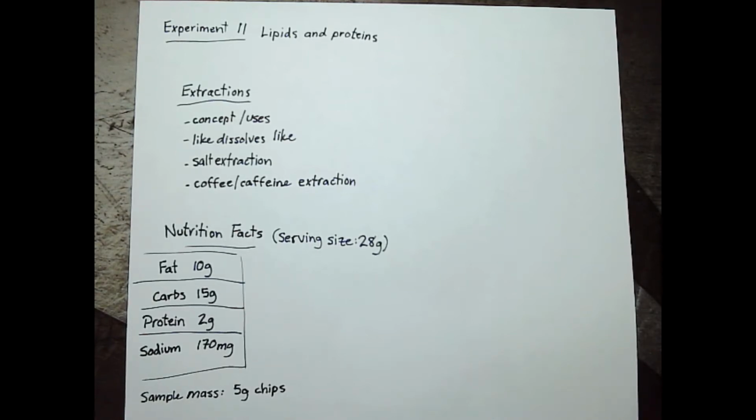For this week's lab, we'll be looking at lipids and proteins. The biggest lab technique we'll be using for this experiment is called an extraction. The idea of an extraction is using a solvent to separate a substance from another mixture. So we're bringing back the concept of like dissolves like. In this case, a solvent that should only dissolve a solute with similar polarity.